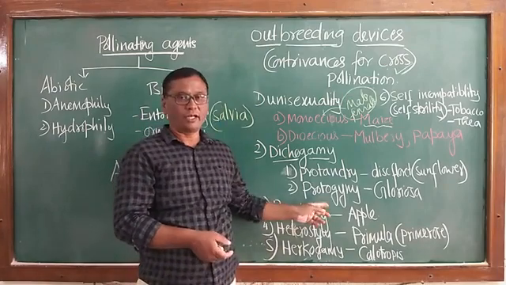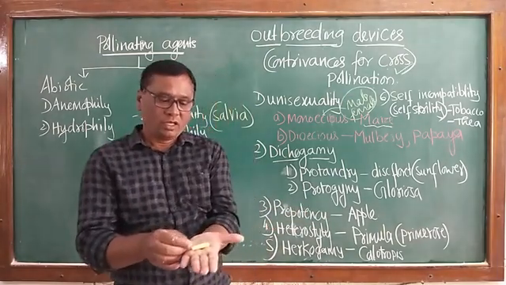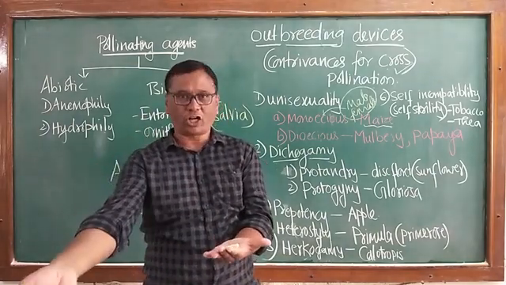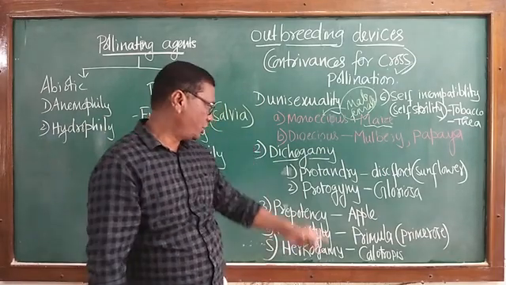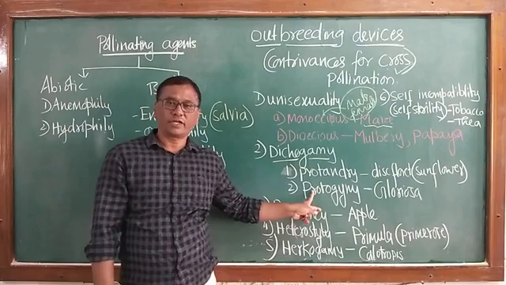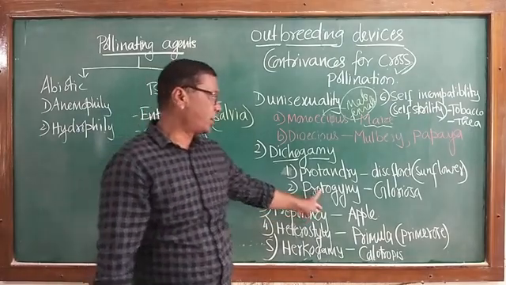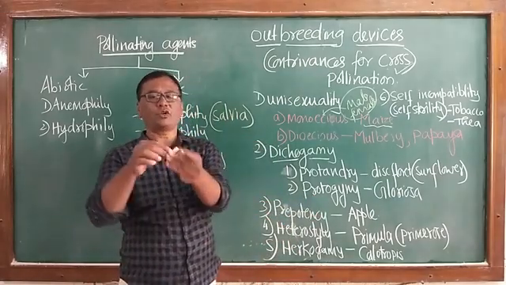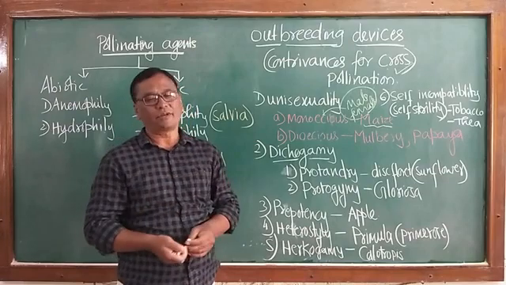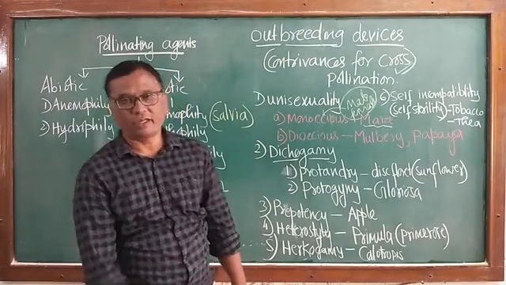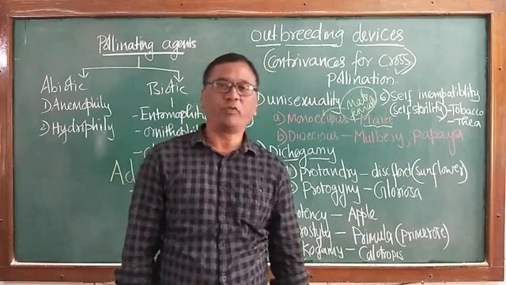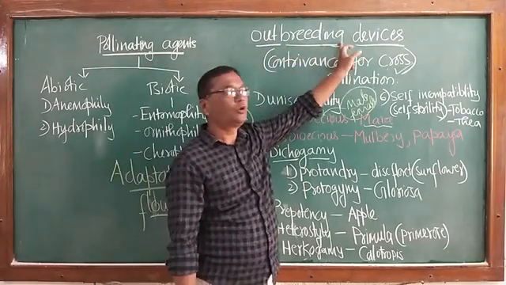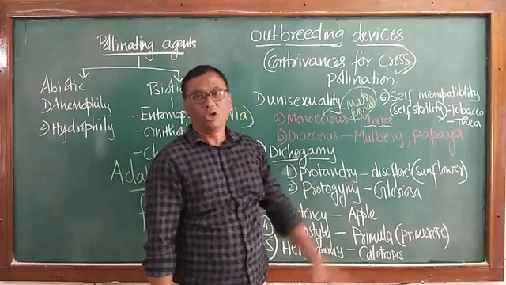The same applies to protogyny. In a flower, if the gynoecium matures earlier and the androecium matures later on, then the condition is called protogyny and the flowers are called protogynous flowers. For example, gloriosa. In such cases also, as the androecium and gynoecium do not mature at the same time, they cannot contribute to self-pollination, and therefore both types are outbreeding devices, contrivances for cross-pollination.